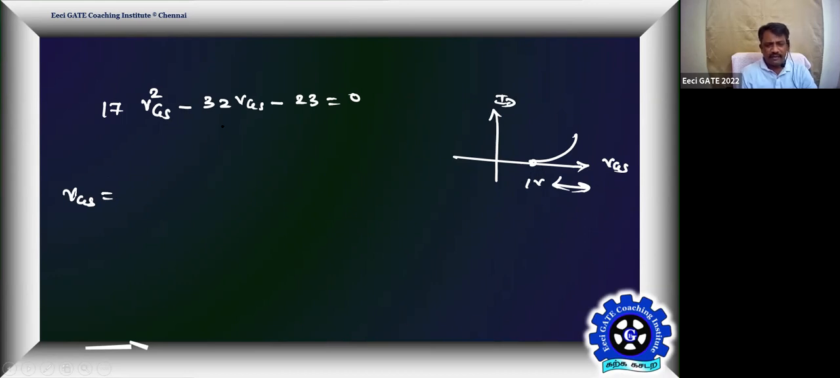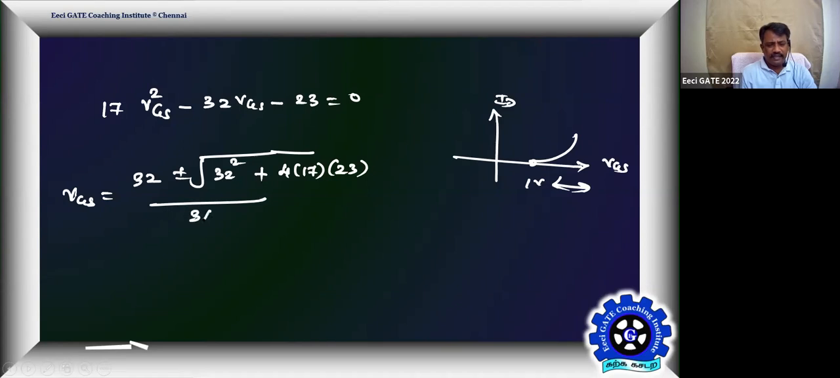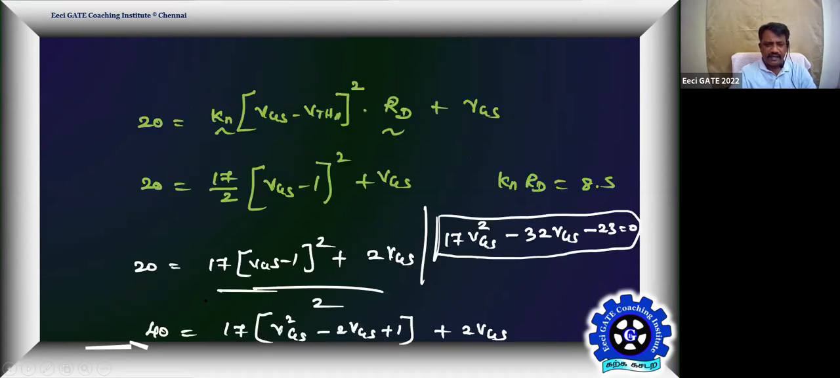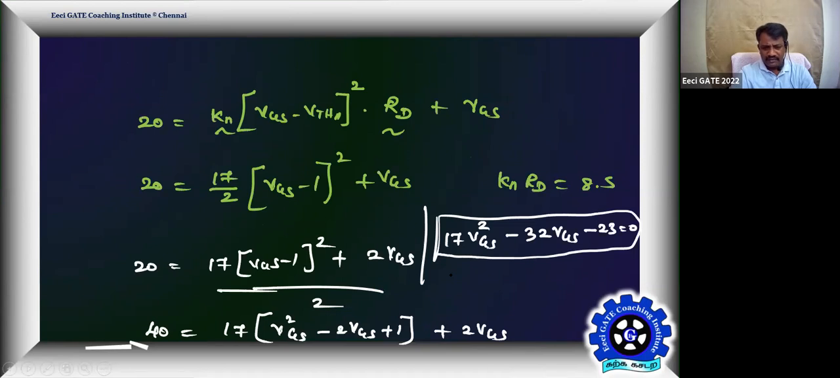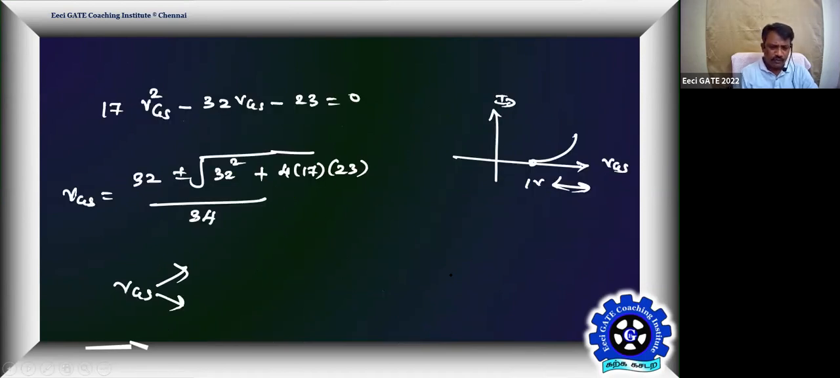Directly, can you tell me by using your calculator what are the two roots? Otherwise, you need to go this way: 32 plus or minus root of 32 square plus 4 into 17 into 23, divided by 2 into 17, that is 34, will give two roots of VGS. What are the two roots? As per my design, I remember one root. 3 is one root, I'm expecting 3 as one root.